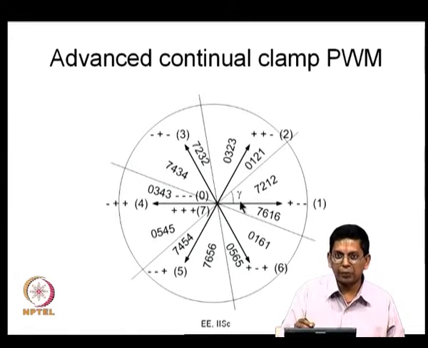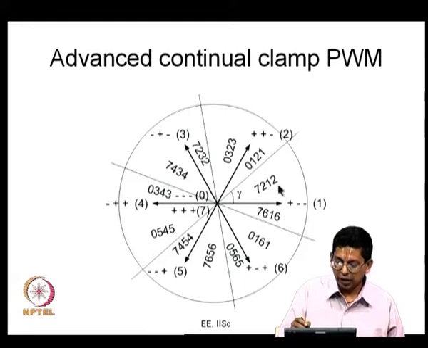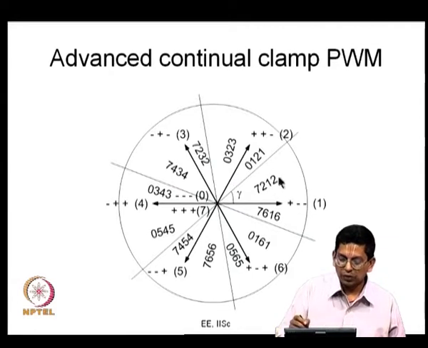So, now this is advanced continual clamp PWM, this is continual clamp PWM, and there is some gamma. Gamma can be anywhere between 0 and 60 degree, and instead of 7 2 1 I have written 7 2 1 2 here, instead of 0 1 2 I have written 0 1 2 1. So, I will use the sequences 7 2 1 2, 2 1 2 7 etc. I will go on switching like this, and here again I will do 0 1 2 1, 1 2 1 0, I will go on switching like this. So, this is what I will do now.